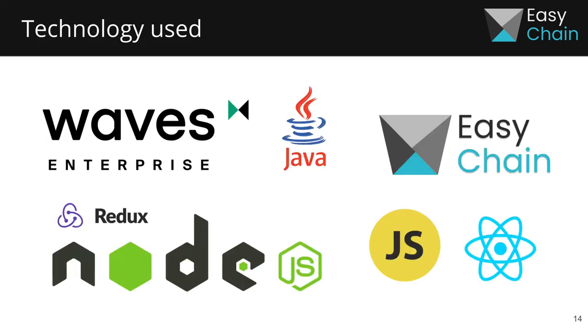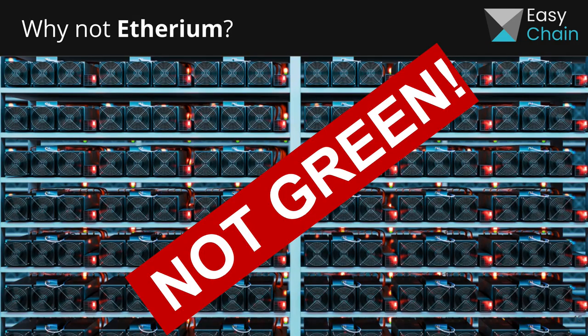And we've used a whole bunch of technologies, with the most important ones being Waves Enterprise and EasyChain. Waves Enterprise is our blockchain of choice for this project, while EasyChain is our solution, allowing for low-code smart contract development with visual modeling. Otherwise, we've used Java for the IoT gateway and the React, Redux and JS stack for the frontend.